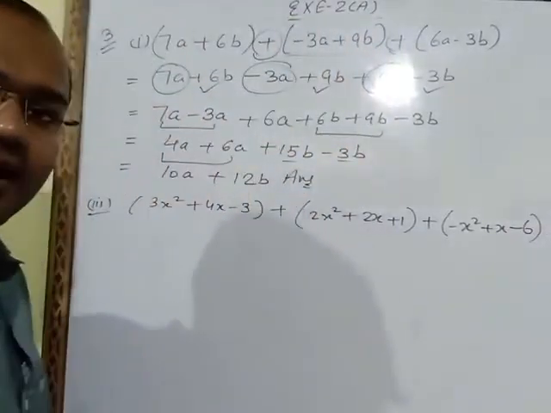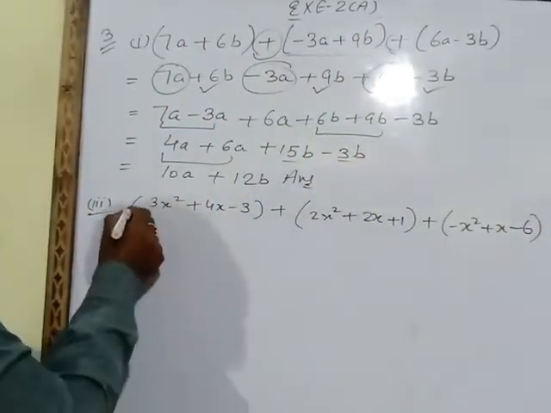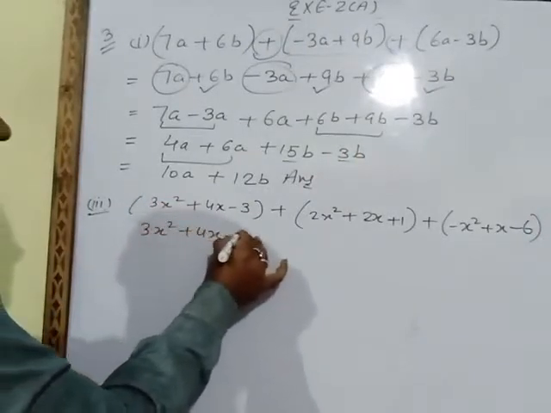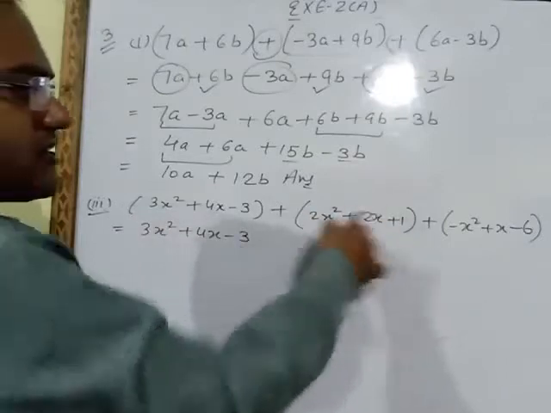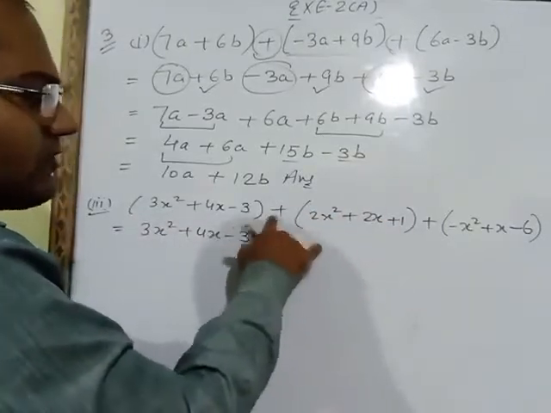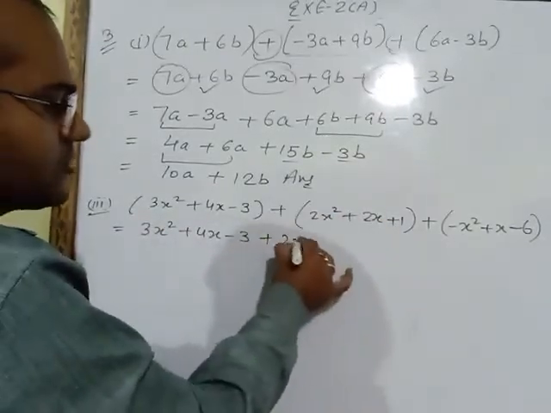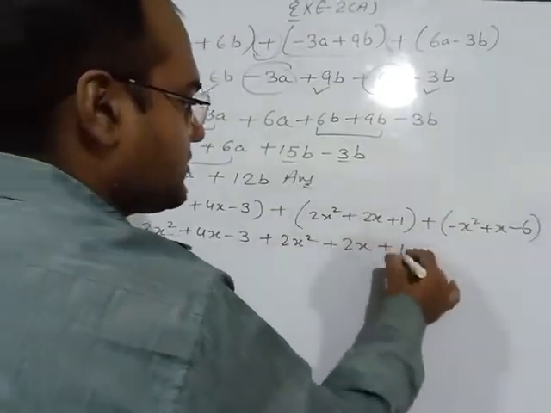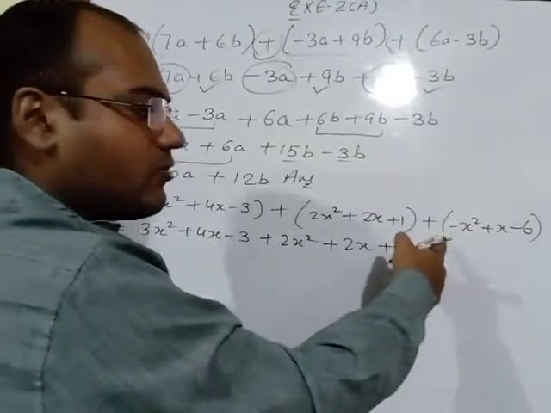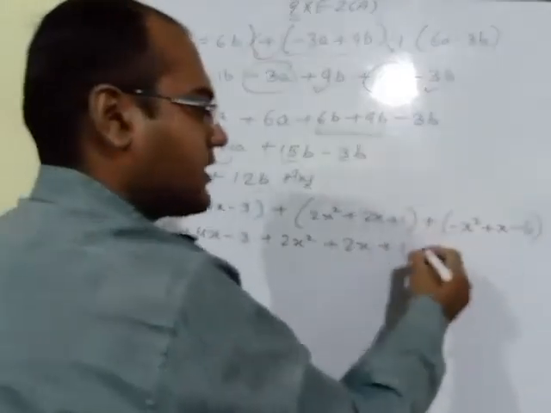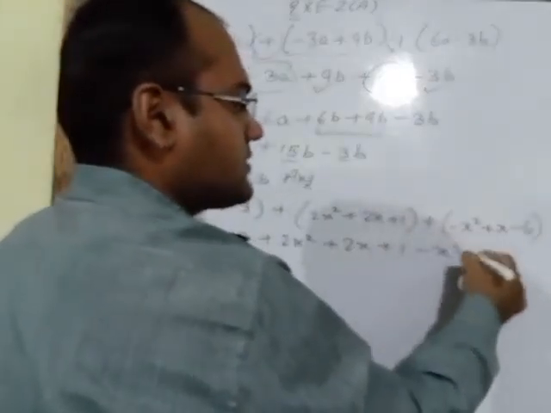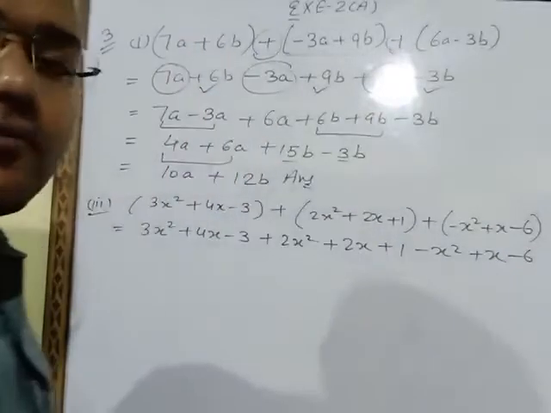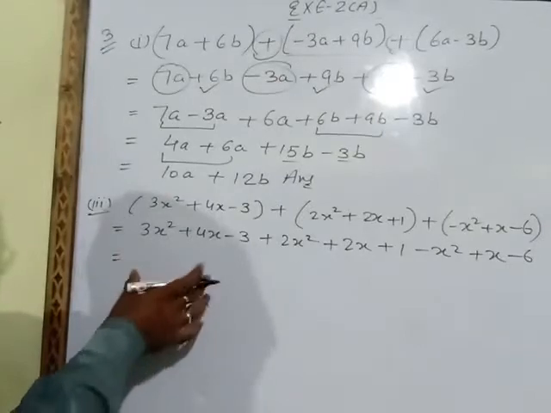Now we will open the bracket first. Outside this bracket no sign is there, so we will write this bracket as it is. Outside this bracket a plus sign is there, so we will check it. Plus 2x square plus 2x plus 1. Here also we will check. We will open the bracket and we will check the sign. Plus minus plus minus. Now in the next step you have to write the like terms together.